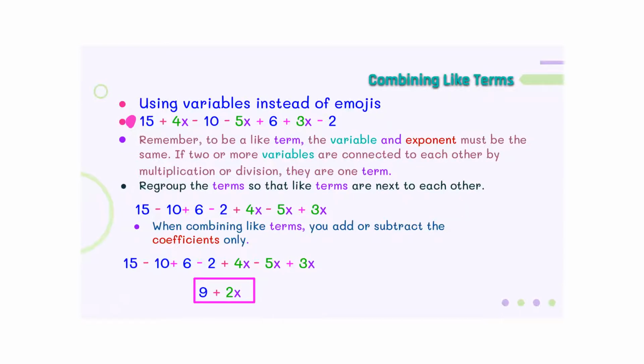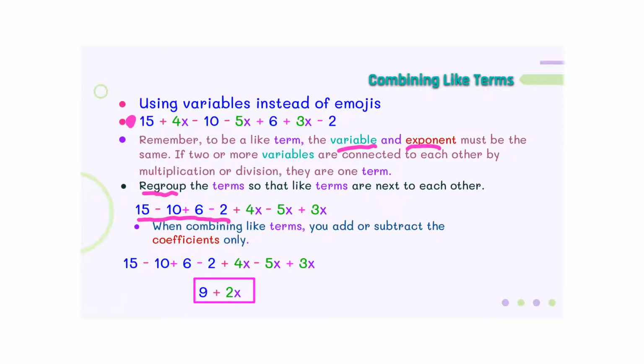To be a like term, the variable and the exponent must be the same. If two or more variables are connected to each other by multiplication or division, they are one term. So in order to combine like terms, we need to regroup the terms so that the like terms are next to each other. So how I did this is I moved my constants all next to each other.